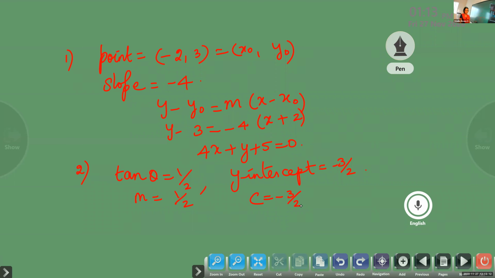What is the equation, Gayatri? Equation of the line in slope intercept form: y is equal to mx plus c. M is given, c is given. Substitute it, we'll get the equation. Slope is given, y-intercept is given. Substitute, we'll get the answer.